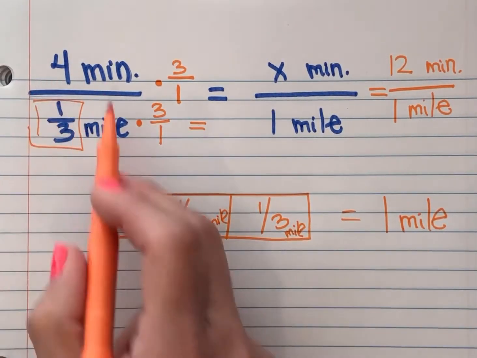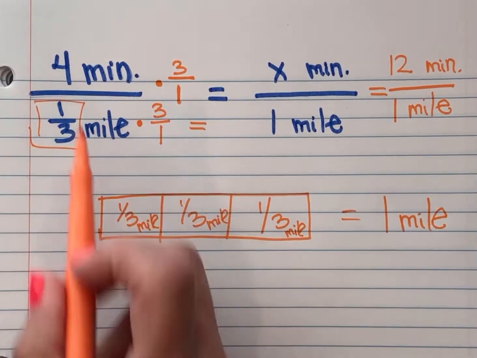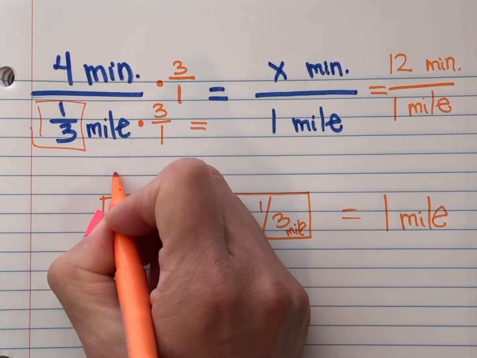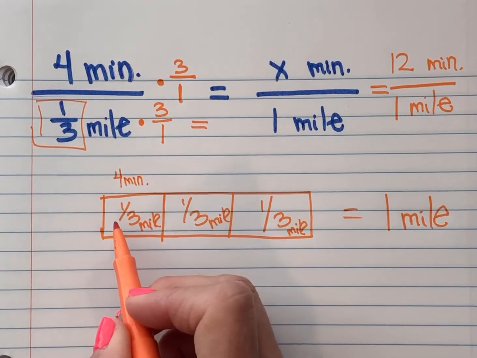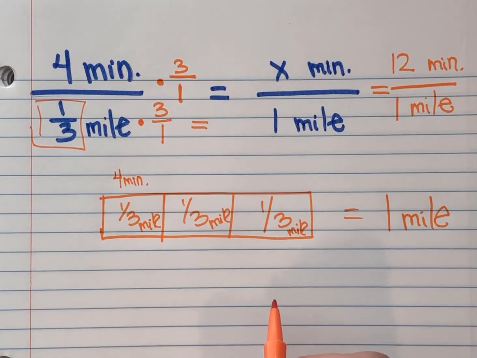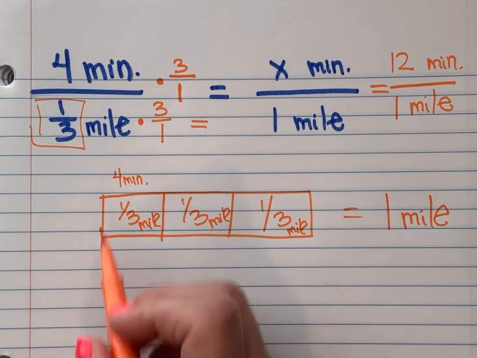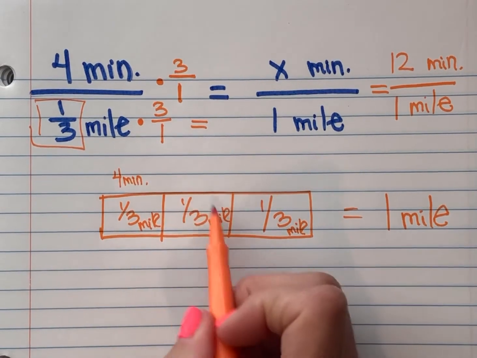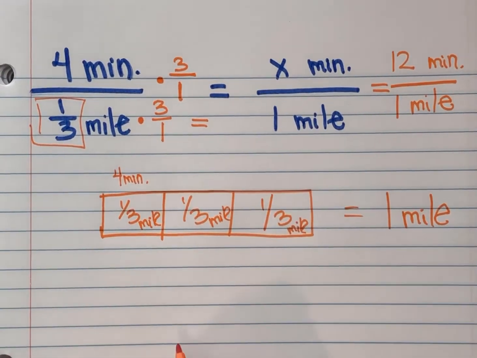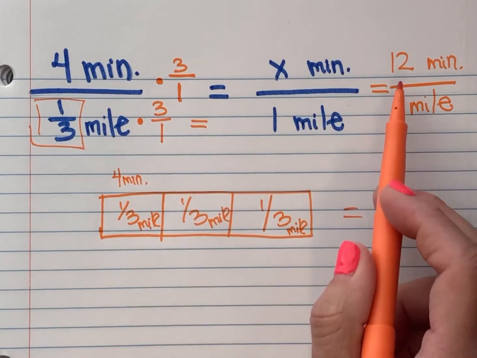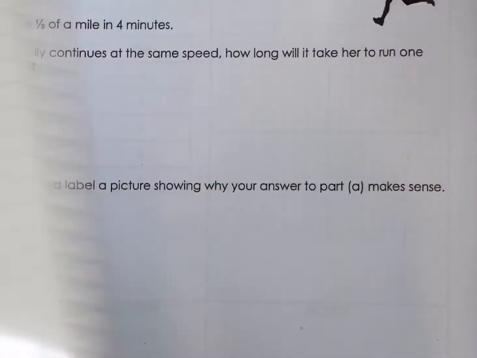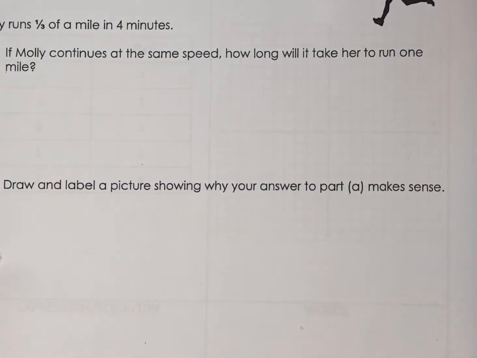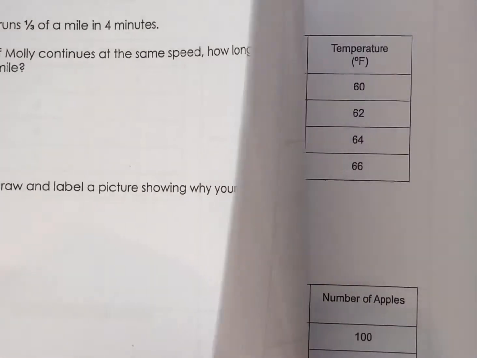So how long did it take her to do 1/3 of a mile? Well, they give you that information. It took her 4 minutes for 1/3. Then you can finish the picture. 4 minutes for this 1/3, so obviously it's going to be 4 minutes for this one, 4 minutes for this one. Then show me that this picture can equal 12 minutes for 1 mile. So that's Molly's run. The other problems, I think we've talked about them.